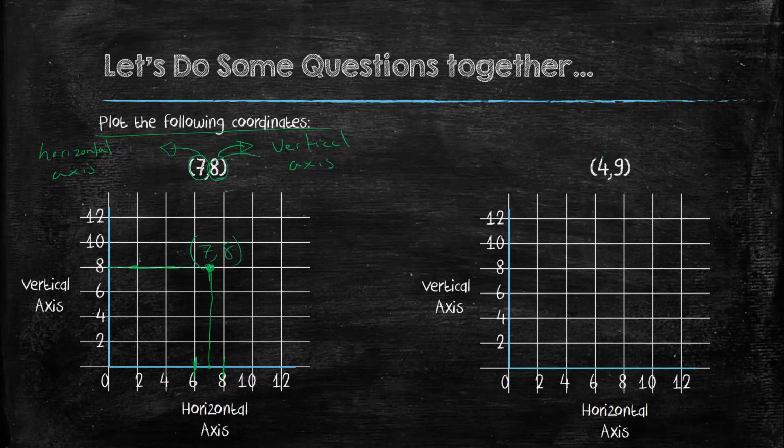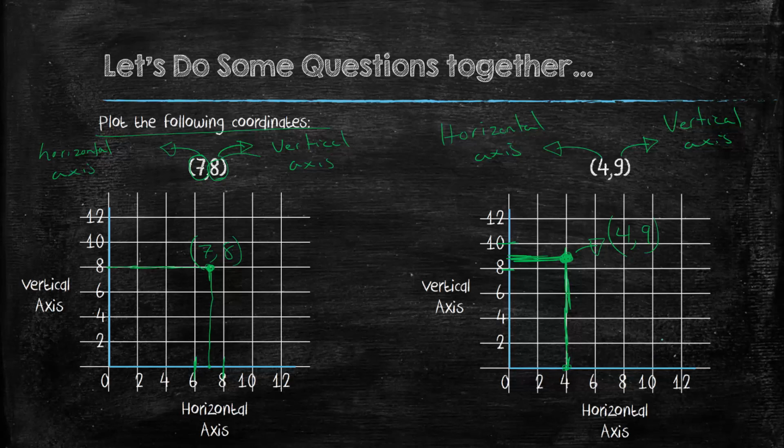Let's look at this, 4 and 9. Remember, the first number in an ordered pair always corresponds with the horizontal axis, and the second number in the ordered pair always corresponds with the vertical axis. So let's have a look at this. 4 is right here, right? And 9 is, well, this is 8 and this is 10, so 9 is probably around here. If we draw two lines, they probably meet somewhere around here. So this point right here is 4, 9.